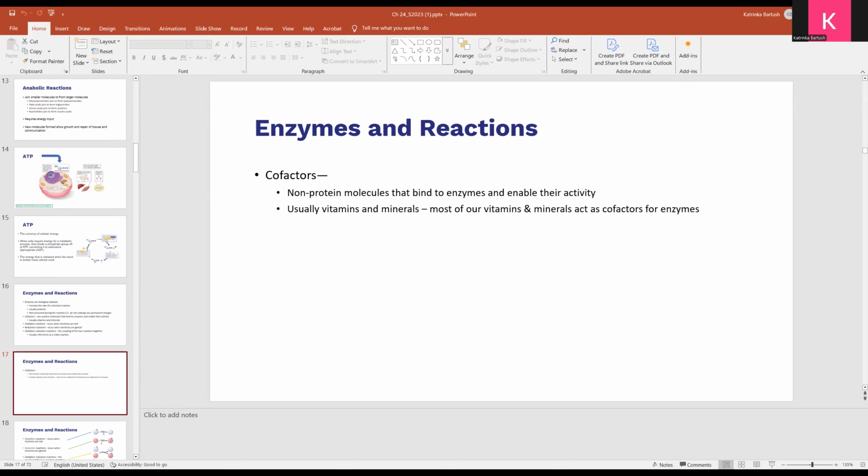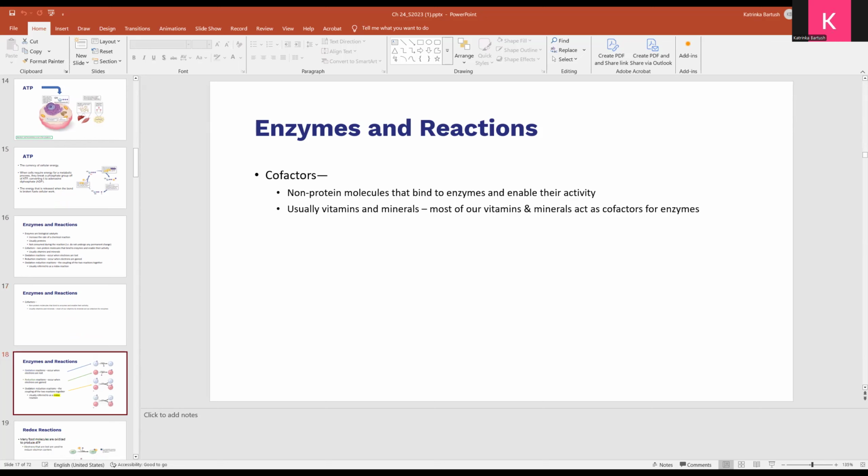Again, with cofactors, these are not proteins typically. They'll bind to the proteins that are enzymes to help them do their job. Again, usually these are vitamins and minerals. So most of the vitamins and minerals that we need actually act as cofactors for our enzymes.